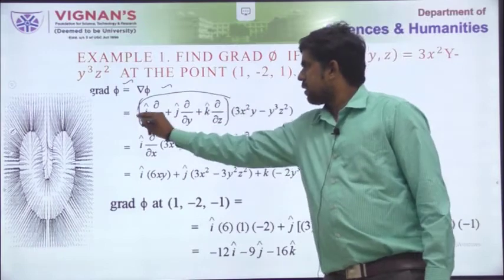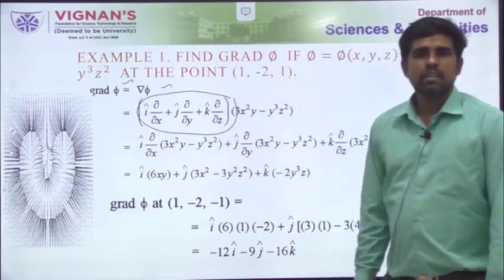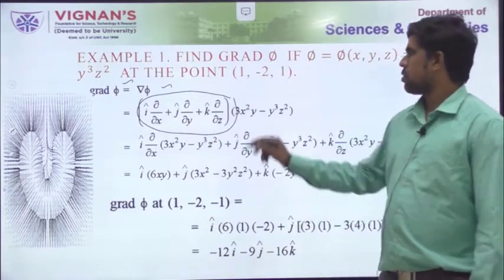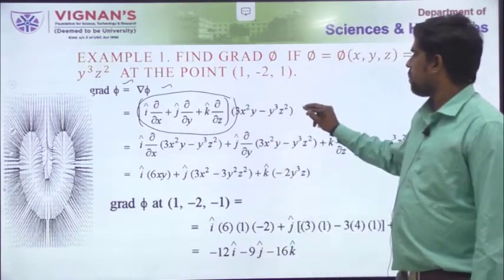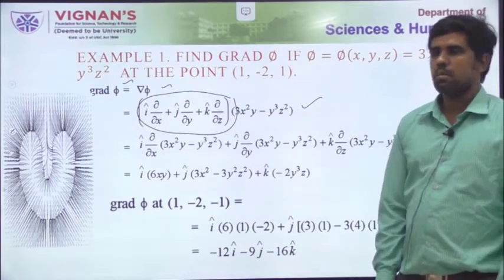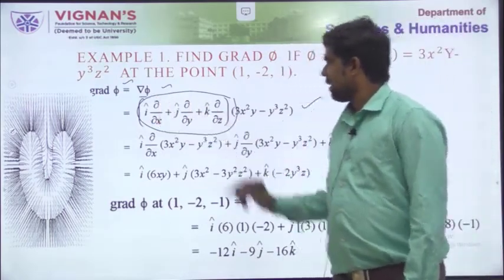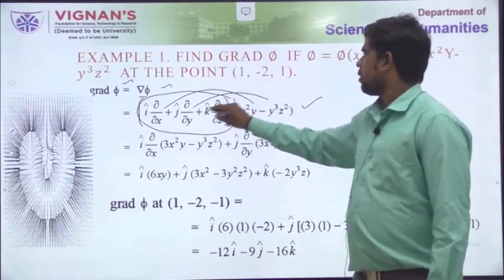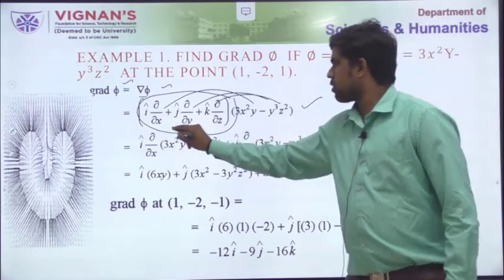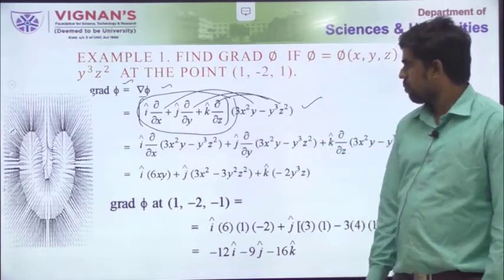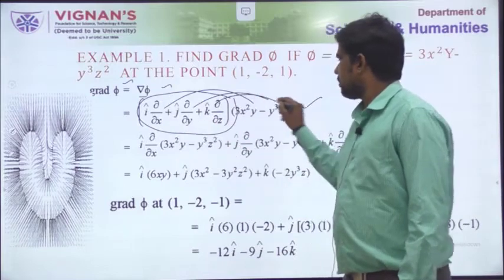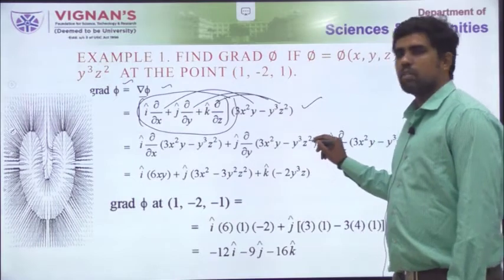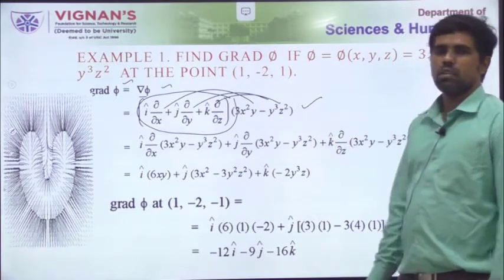So we know that by using the definition of gradient, i vector into dou by dou x plus j vector into dou by dou y plus k vector into dou by dou z, it is going to operate on this function. That is the meaning. From this you can write clearly. Then term wise, you can differentiate with respect to x, with respect to y, and with respect to z. So i vector into dou by dou x of that function plus, by using linearity property, j vector into dou by dou y of that function plus k vector into dou by dou z.